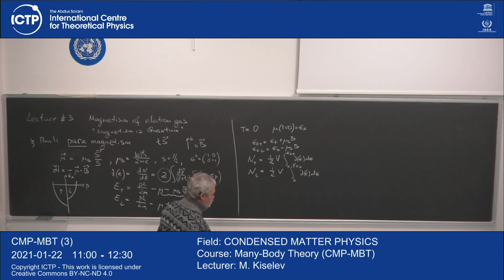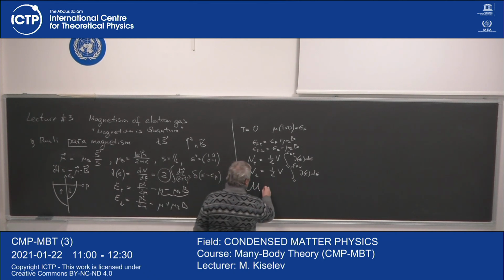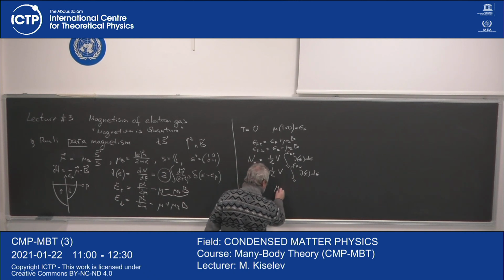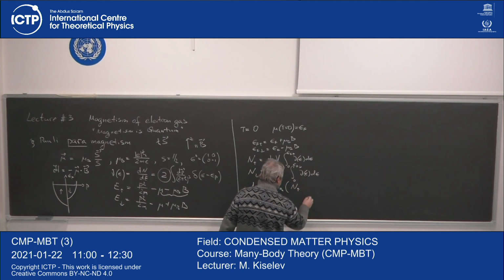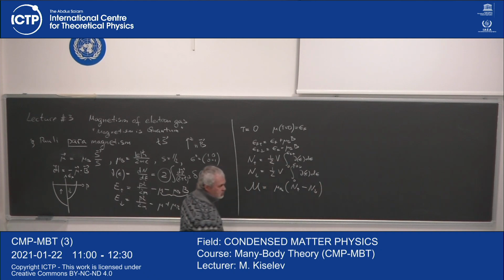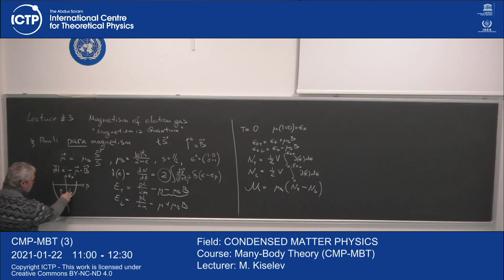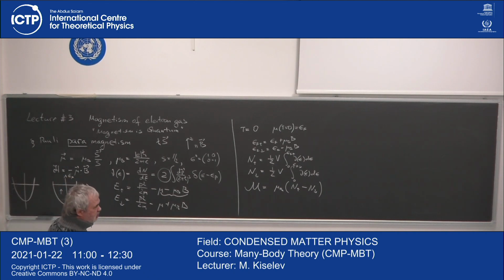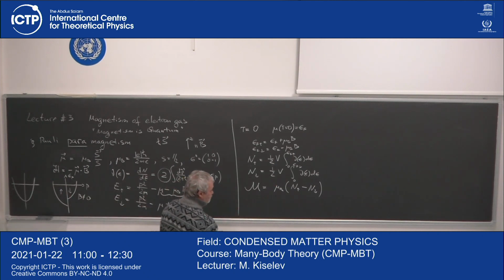I'm interested in magnetization. The magnetization of a system, mu, is equal to mu Bohr times the number of electrons up minus the number of electrons down. Because you see that the magnetic field lifted the degeneracy between up and down. I remind you that if the magnetic field is equal to zero, this is magnetic field not equal to zero. If the magnetic field is equal to zero, we have a twofold degenerate ground state, which is insensitive to the spin projection. We apply a magnetic field and we change the balance between the number of electrons with spin up and the number of electrons with spin down. So to say, we magnetize our system, and therefore there is a magnetization associated with the imbalance between up and down. Okay?